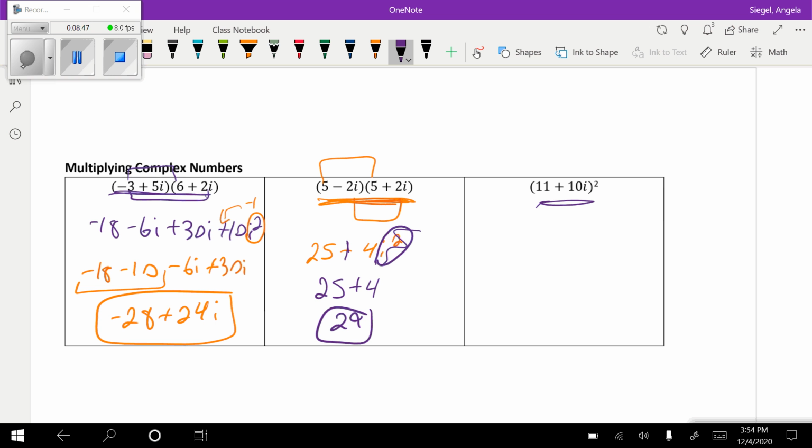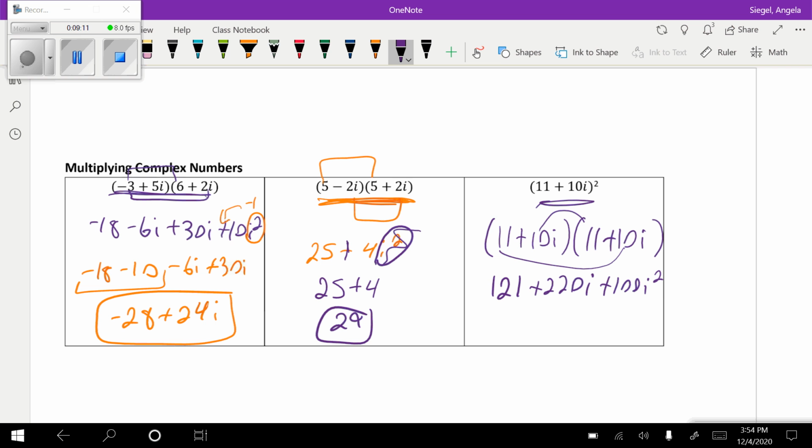And so my answer is 29. Okay, for this one, make sure that you know it's the same thing as this. And then go ahead and multiply everything through. So I have 121, and then I have plus 110 plus 110 is 220i. And then I have plus 100i squared. So this cancels, and that makes it a negative. So I have 121 minus 100 is 21 plus 220i.